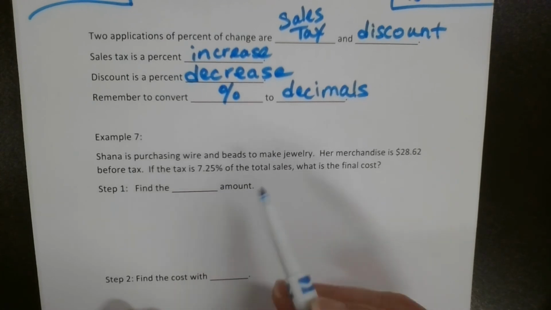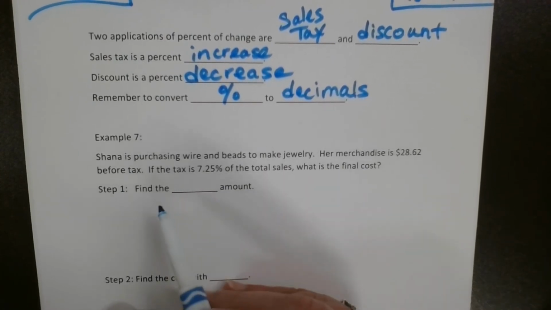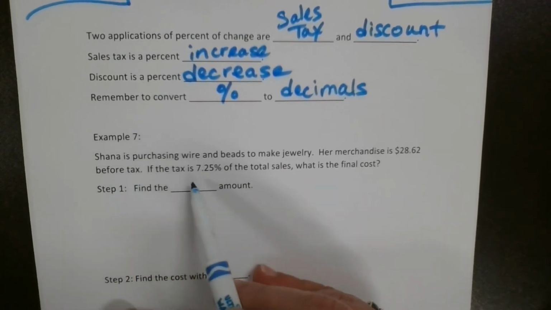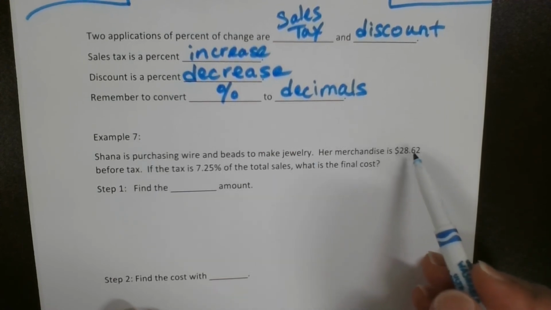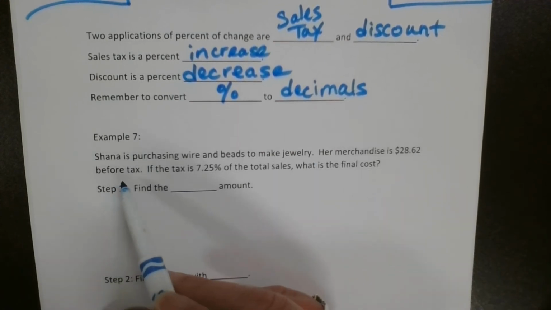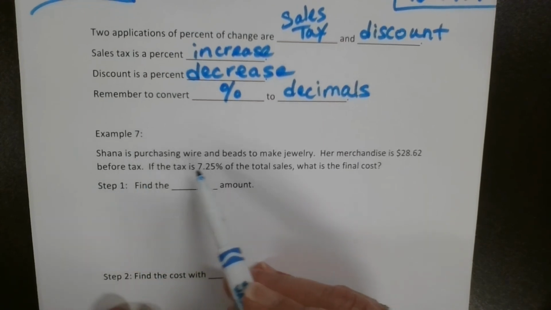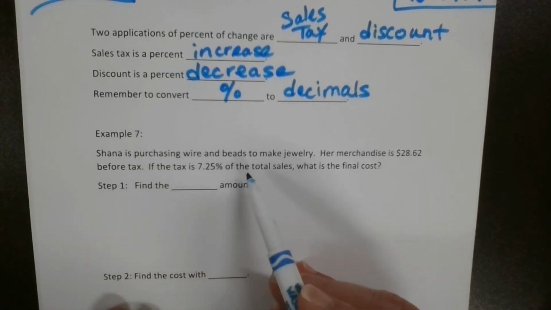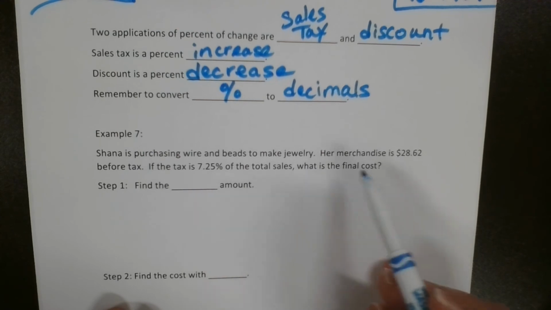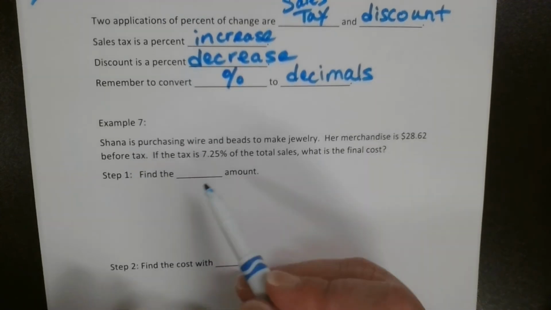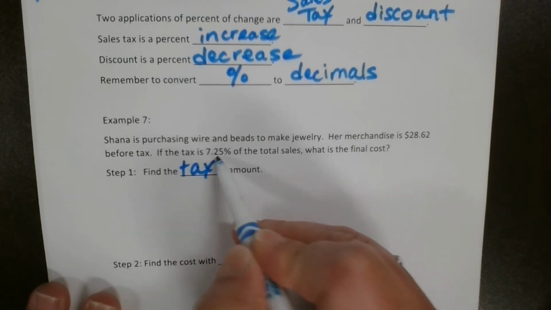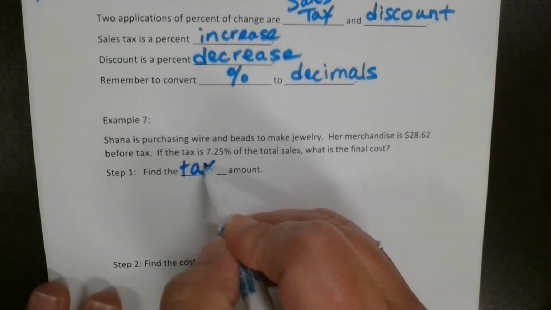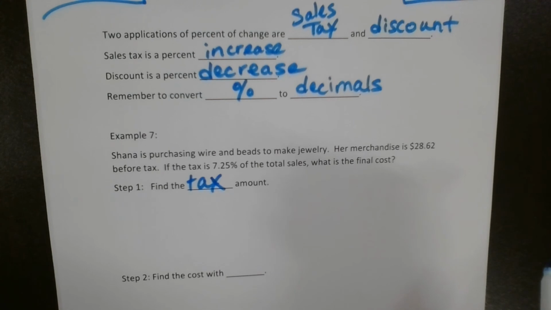So the first thing that we want to do is read the problem. Shana's purchasing wire and beads to make jewelry. Her merchandise is $28.62 before tax. If the tax is 7.25% of the total sales, what is the final cost? Well, first, we need to find the tax amount. We know the percentage of tax, but we don't know how much money that is.